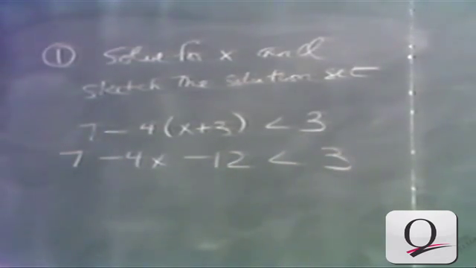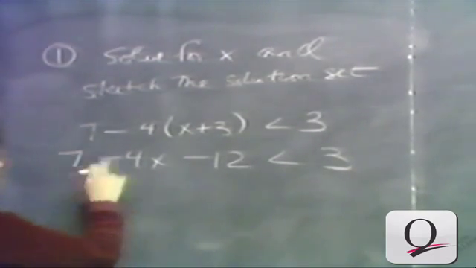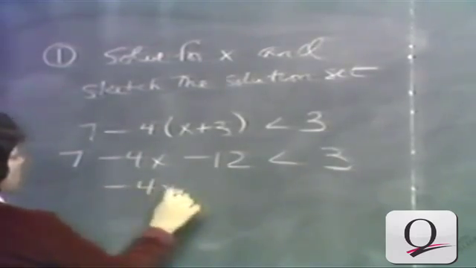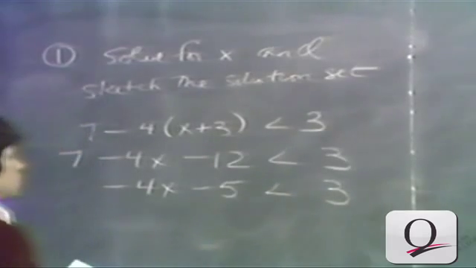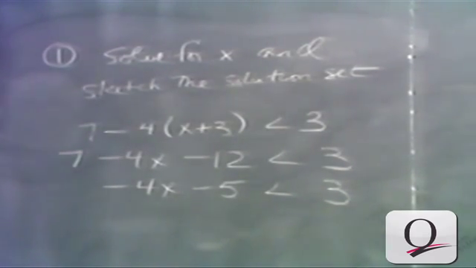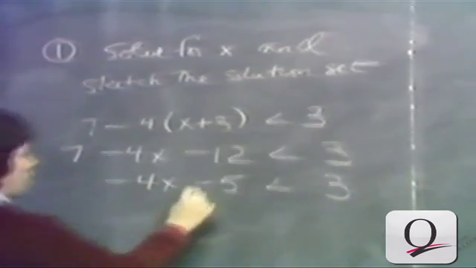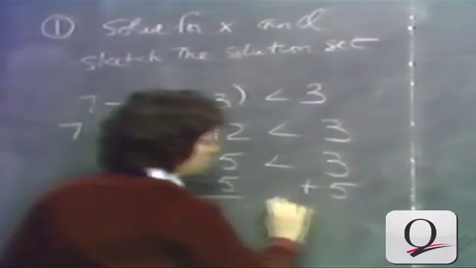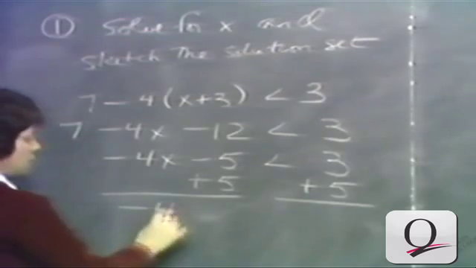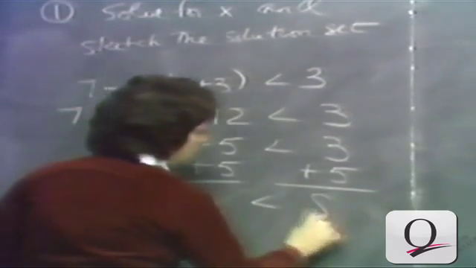What we're doing is simplifying on both sides, and then we're going to work on the inequality. Let's combine like terms on the left. We have a plus 7 and a minus 12, giving us a minus 5. So minus 4x minus 5 is less than 3. Now, we'd like to add 5 to both sides of the inequality, giving us minus 4x is less than 8.